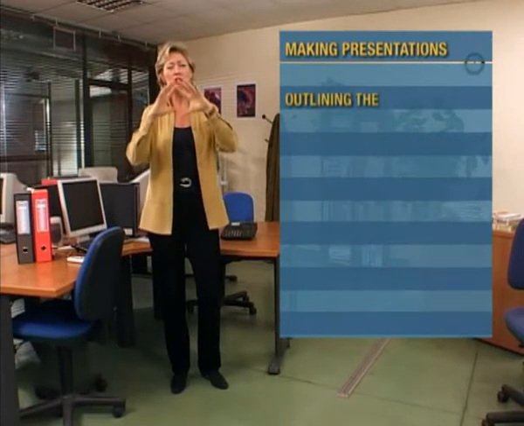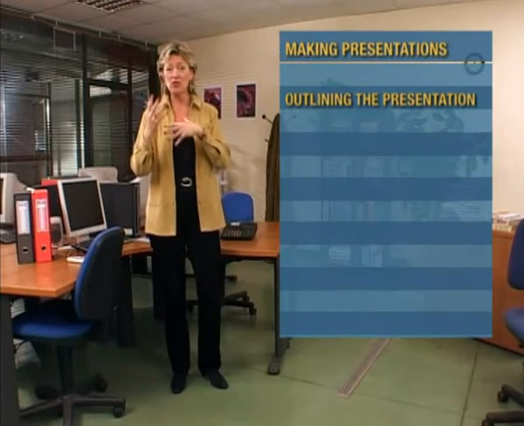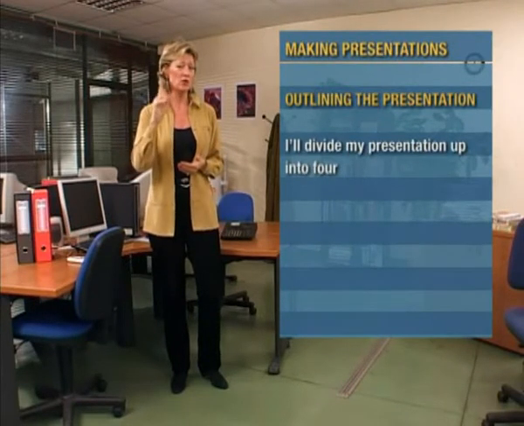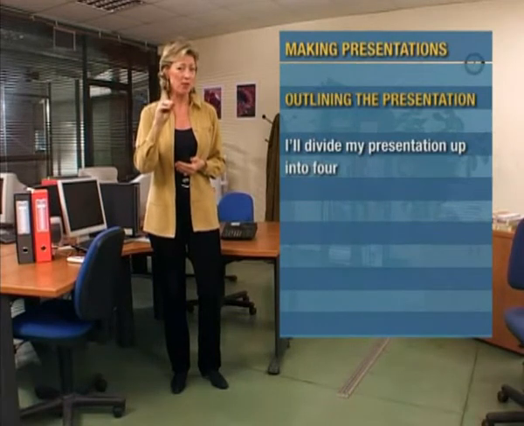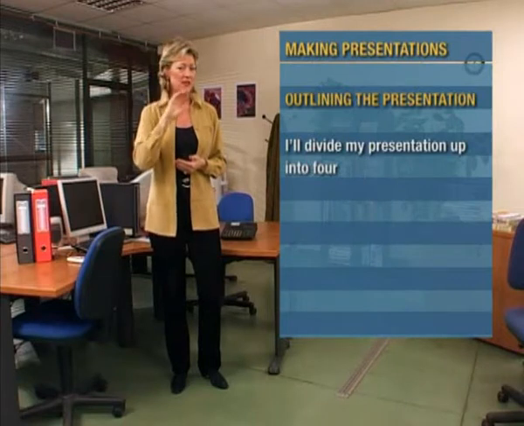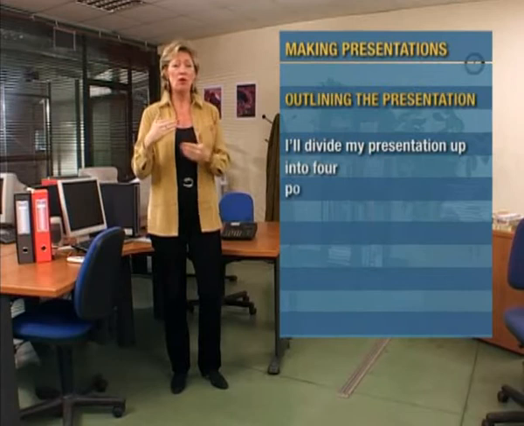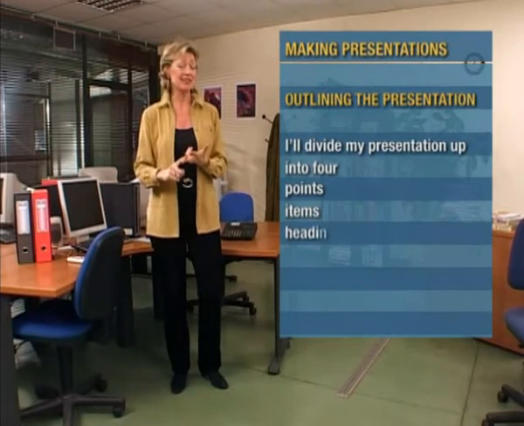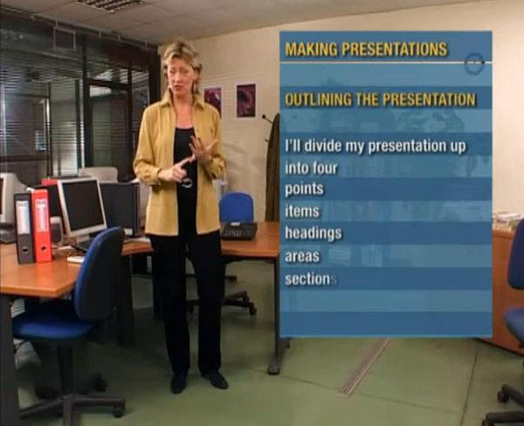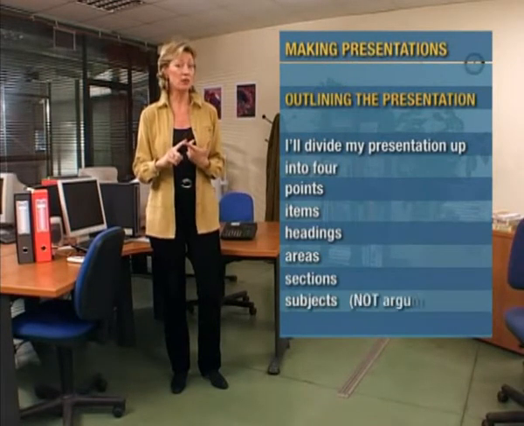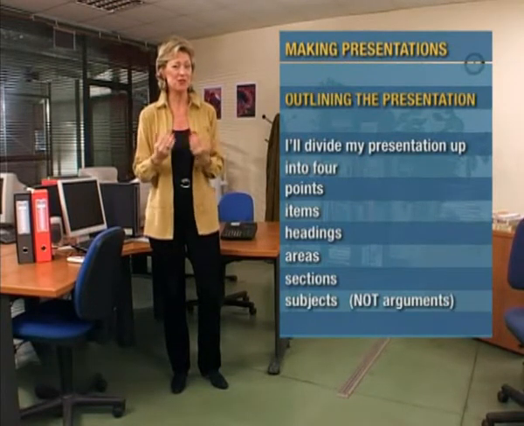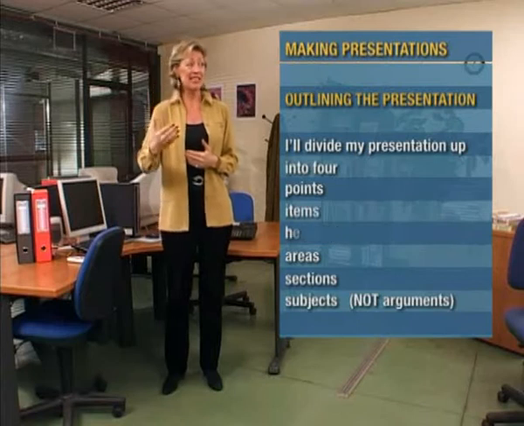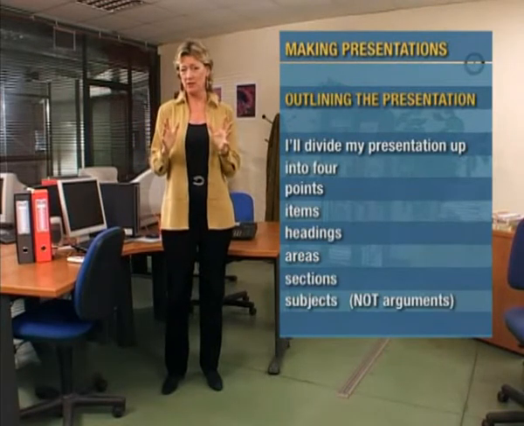Then you usually need to divide the presentation up into 3 or 4 or 5 points. So we could say, I'll divide my presentation up into 4. Notice we say, I'll divide my presentation up into. It's quite complicated, that. I'll divide my presentation up into 4 points. Now, another word for points is items, or we could say headings, areas, sections, or subjects. Please don't say arguments, because an argument means a heated conversation between 2 people. So, I'll divide my presentation up into 4 main points, items, headings, areas, sections, or subjects.